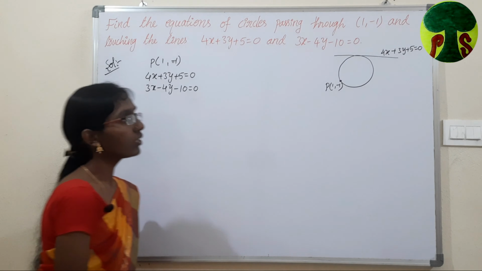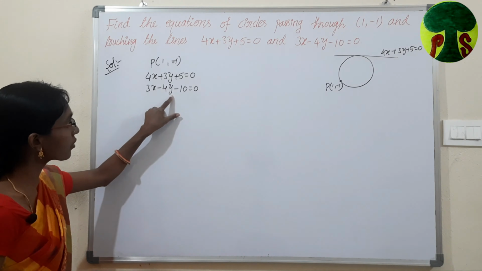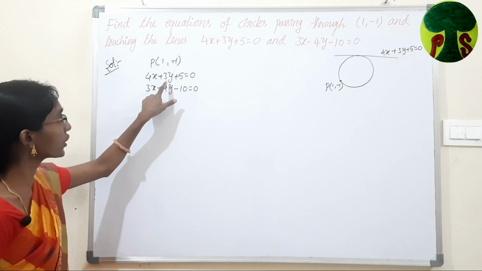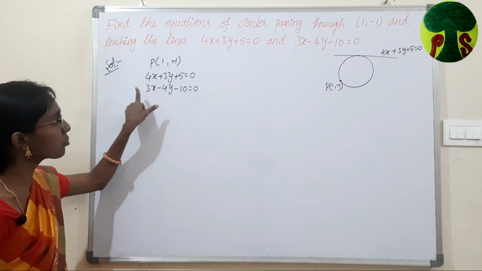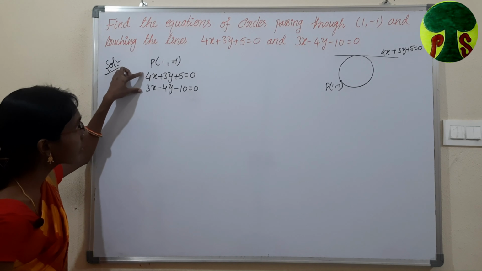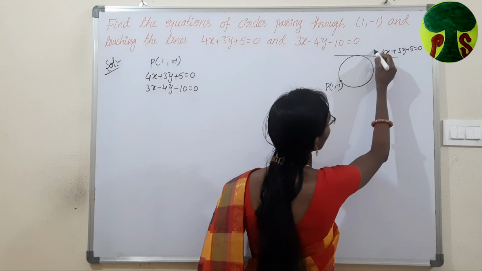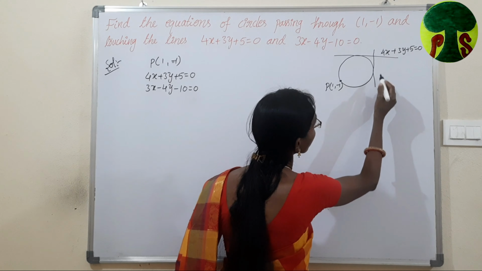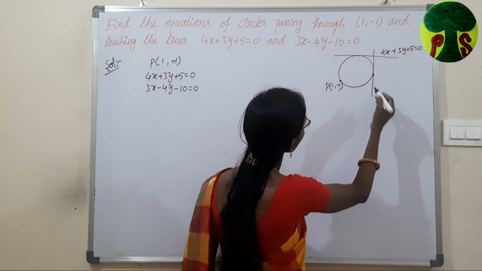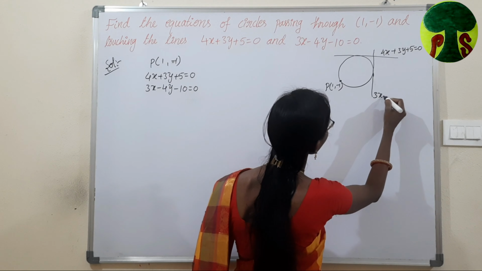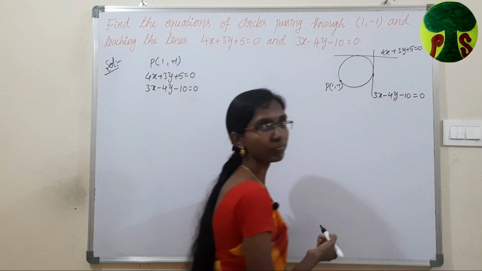If you observe the given two lines, the coefficient of x is 4 in one line and in the other line the coefficient of y is -4. And the coefficient of y is 3 here and the coefficient of x is 3 here. Which means that these two lines are perpendicular to each other. So I will draw the line which is perpendicular to the first one and also touches the circle. The equation of the line is 3x - 4y - 10 = 0.